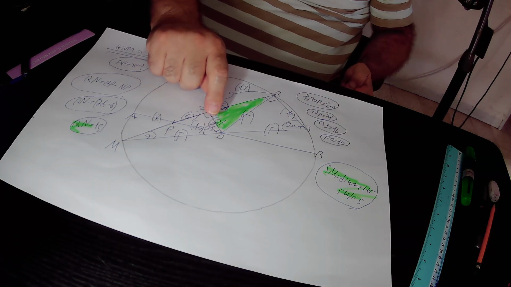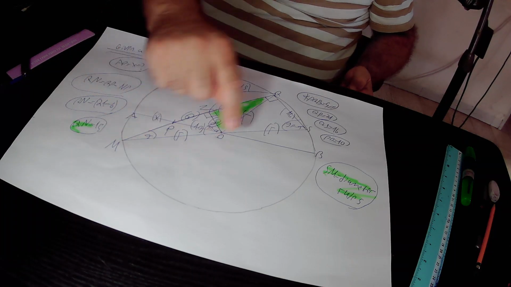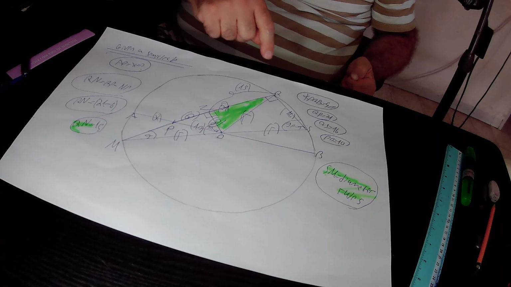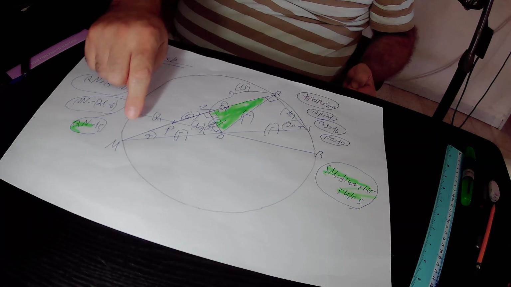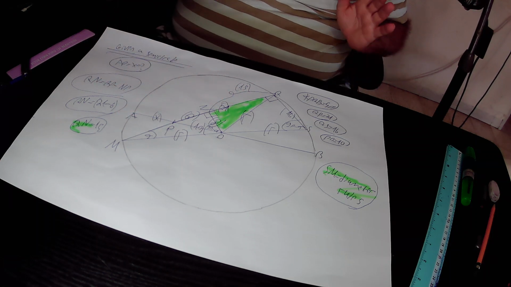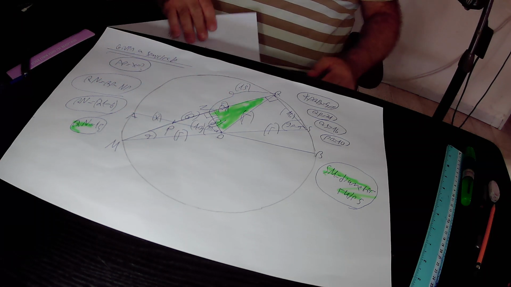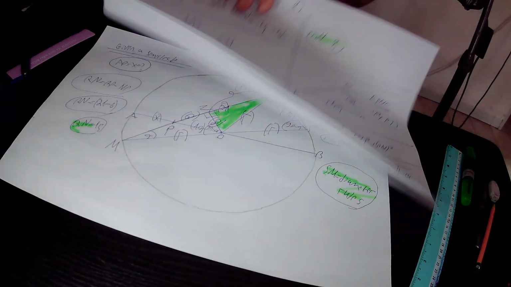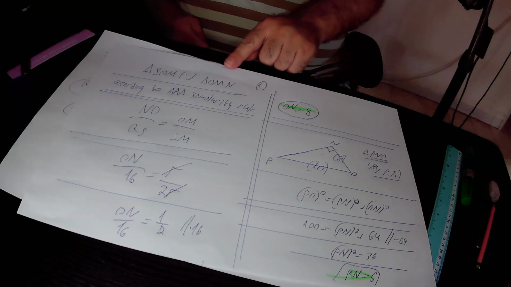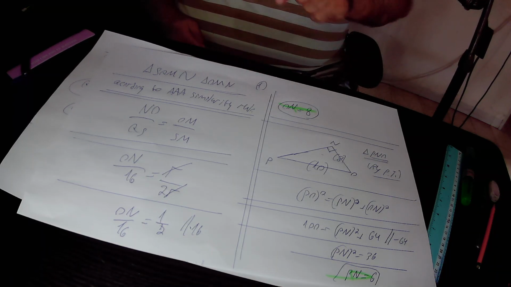So we found that all the angles of the big right triangle SQM are correspondingly equal to all the angles of the small right triangle ONM. And therefore the big right triangle SQM is similar to the small right triangle ONM according to the angle similarity rule. This is the sign of similarity.